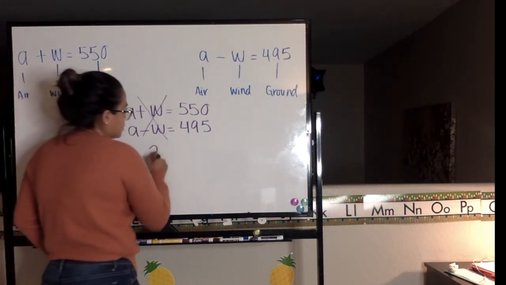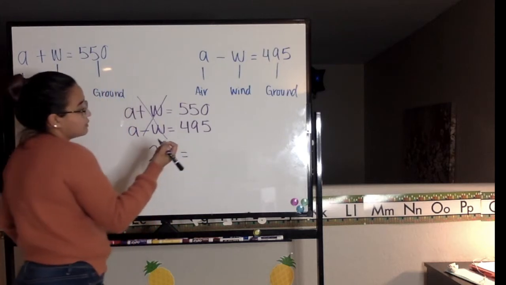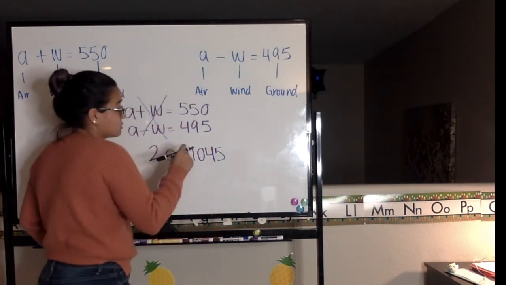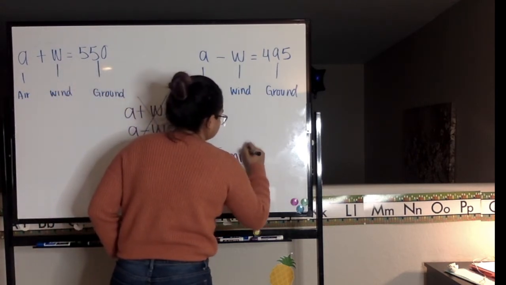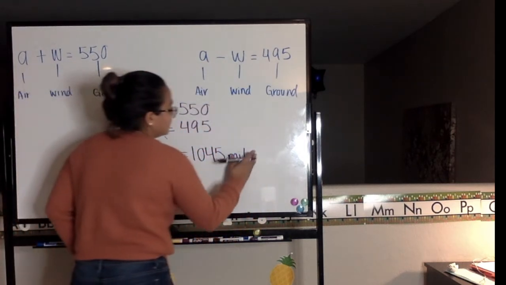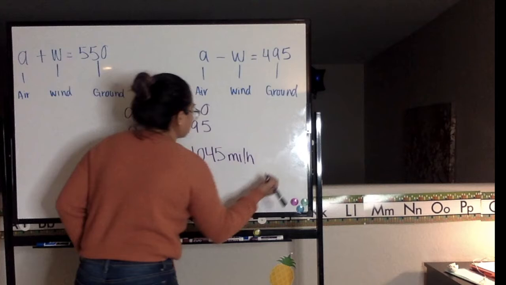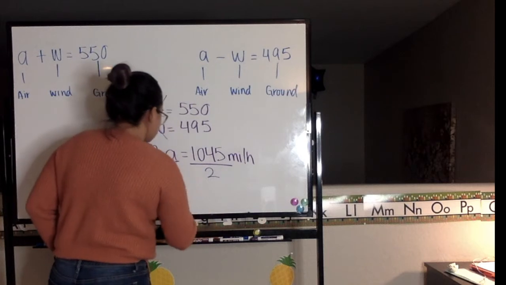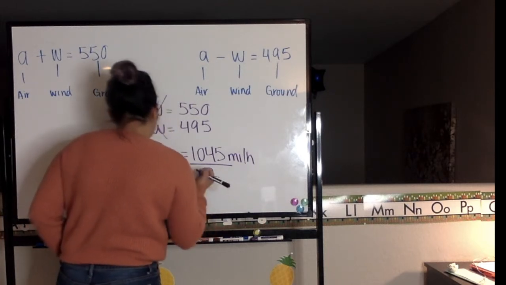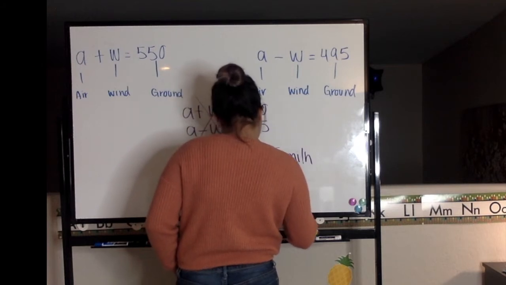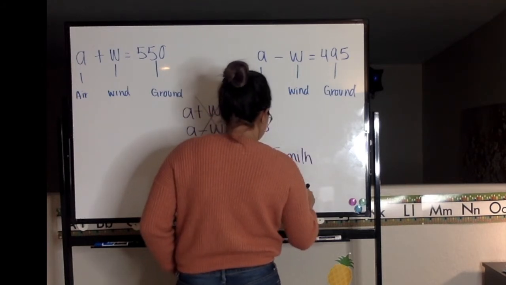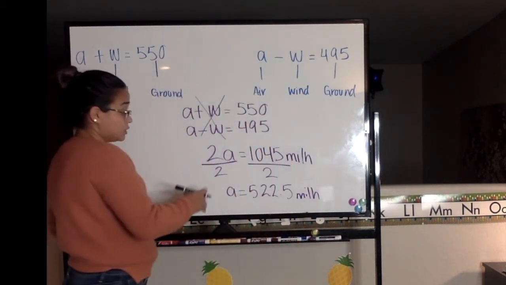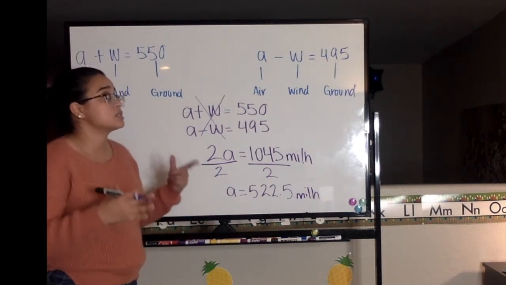A plus A equals 2A. And right here, we're left with 1,045 miles per hour. Now we're going to be dividing by 2 on both sides. A is now equal to 522.5 miles per hour. So A, which was our airspeed, we know is the same for both of them.